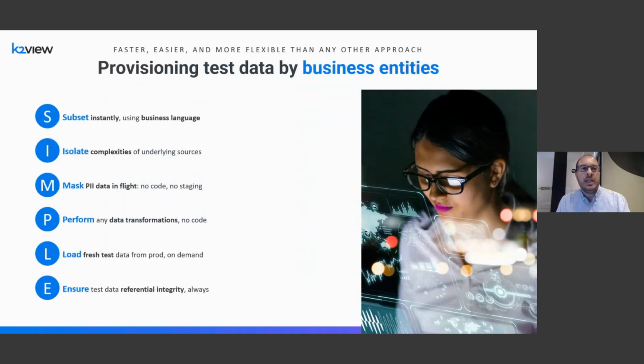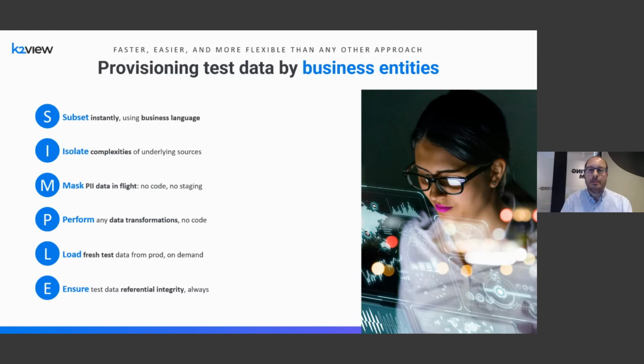So what are the advantages of provisioning test data by business entities? We created an acronym that's simple. The way we think about data is not about tables, rows, and columns. We think about data in terms of business entities, and this provides the following benefits. First of all, you can subset test data through business entities easily and quickly. It frees up the DevOps and engineering teams from spending a lot of time manually preparing test data.